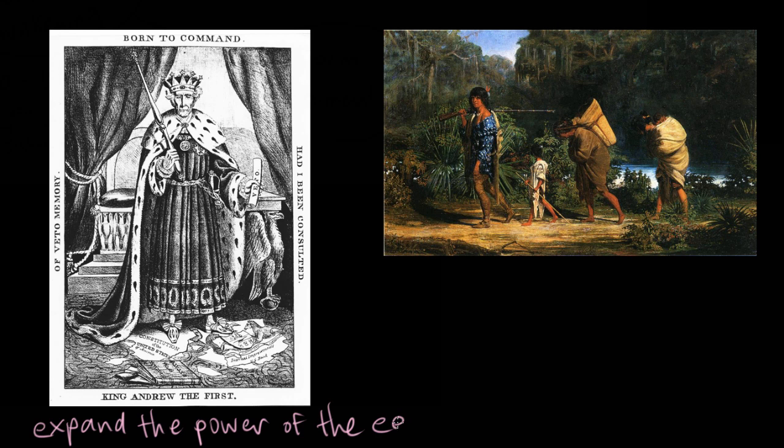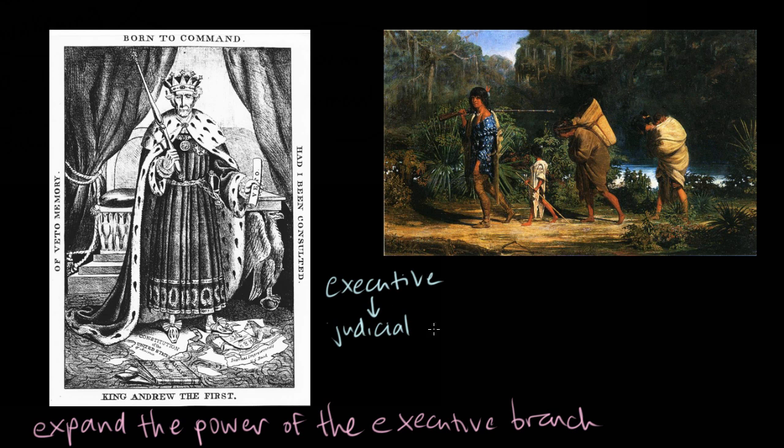So he wanted the presidency to be as powerful, if not more powerful, than the judicial branch or the legislative branch of the United States. So more powerful than the Supreme Court or Congress. There were two major instances where he shows his interest in becoming the most powerful part of the American government.